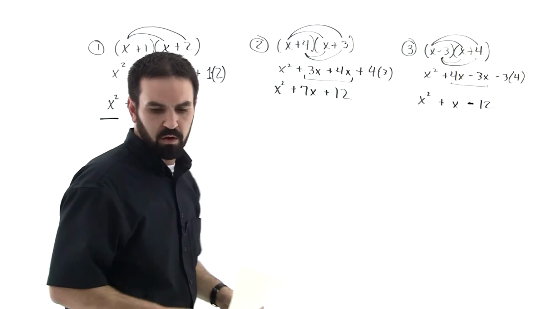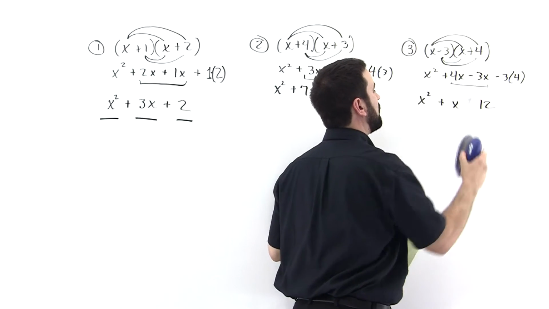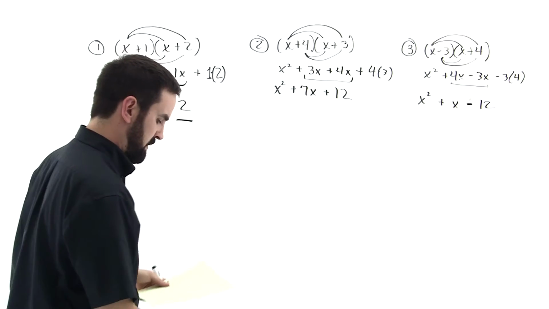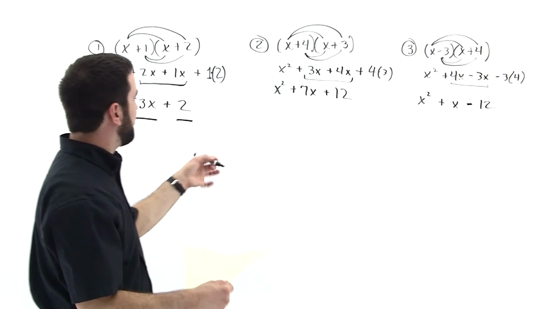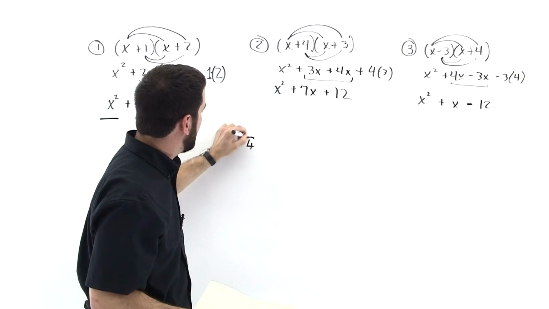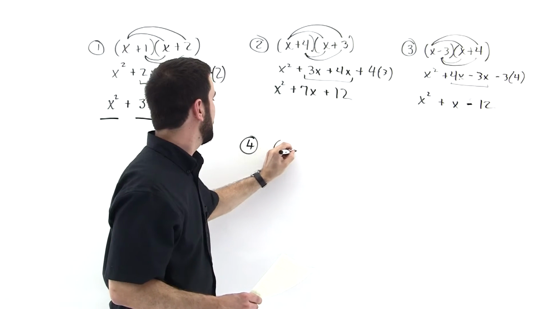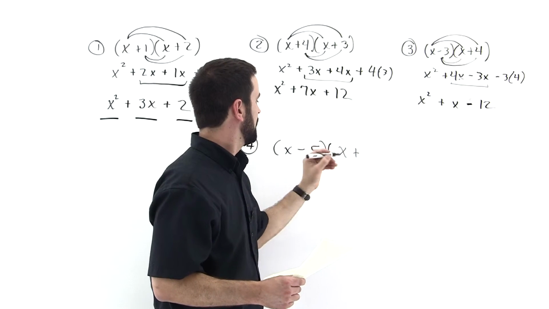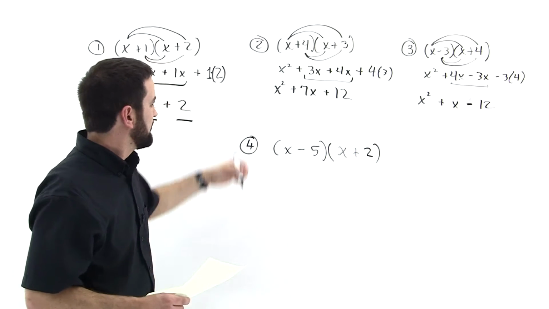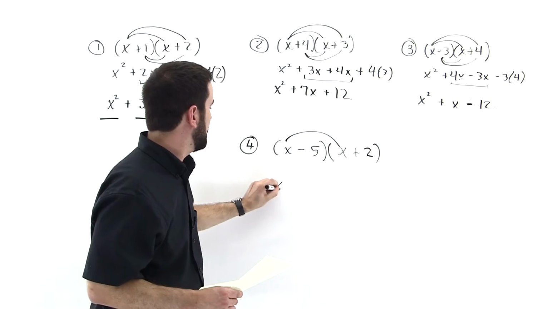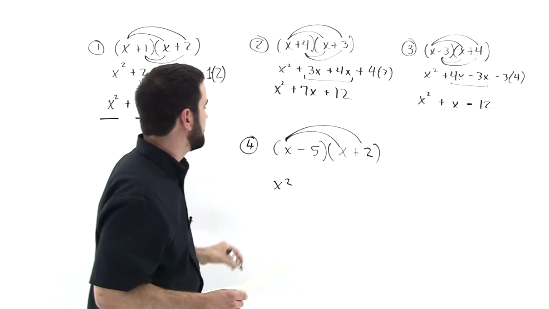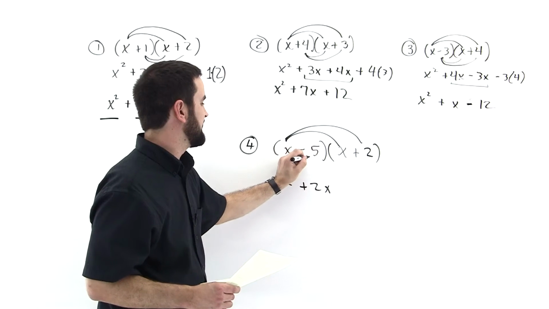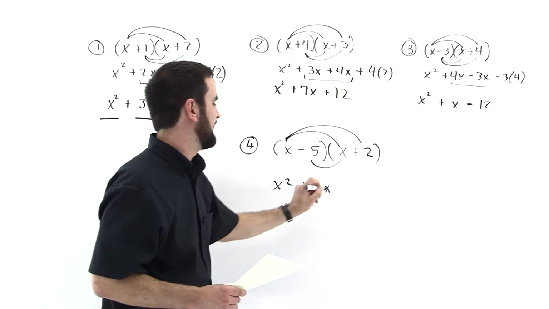Right? Okay, so let's do one more. For number 4, I'll put it right here. Number 4 is x minus 5 times x plus 2. So this times this is x squared. Then this times this, plus 2x. And then we move to the second term here. Negative 5 times x is negative 5x.